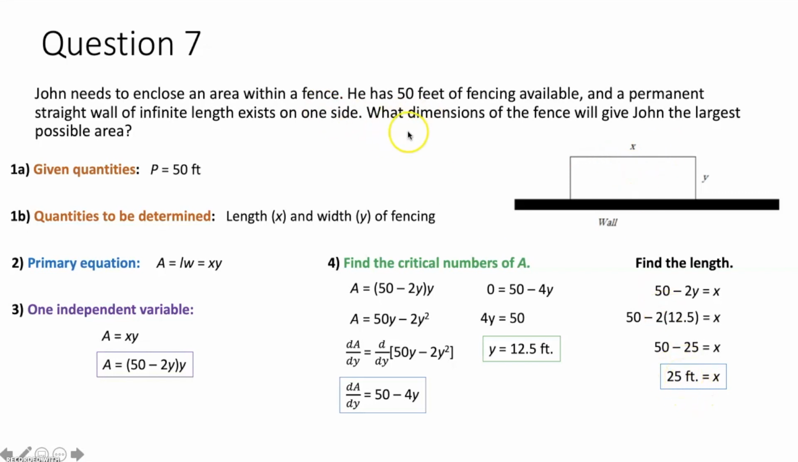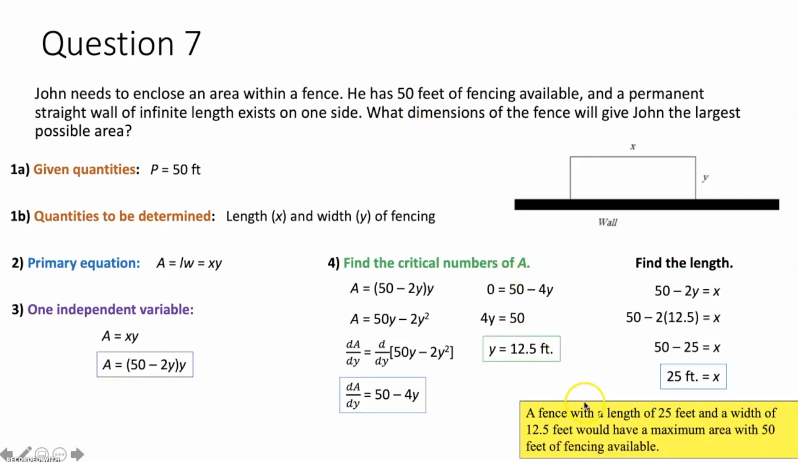Now, we were asked a word problem, so we need to answer in a sentence. A fence with a length of 25 feet and a width of 12.5 feet would have a maximum area with 50 feet of fencing available.